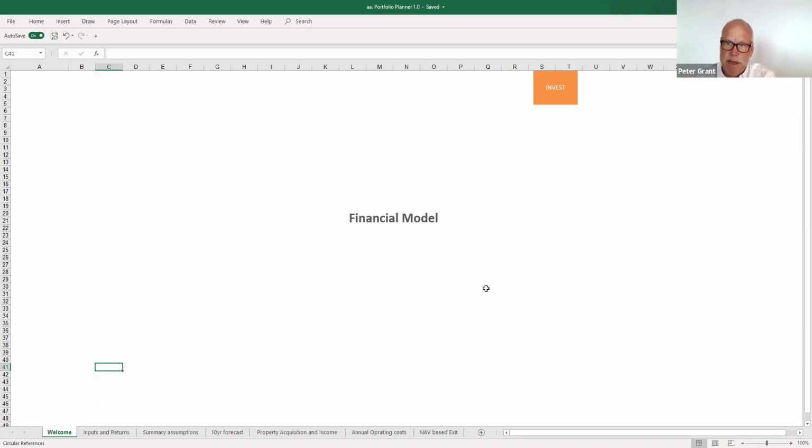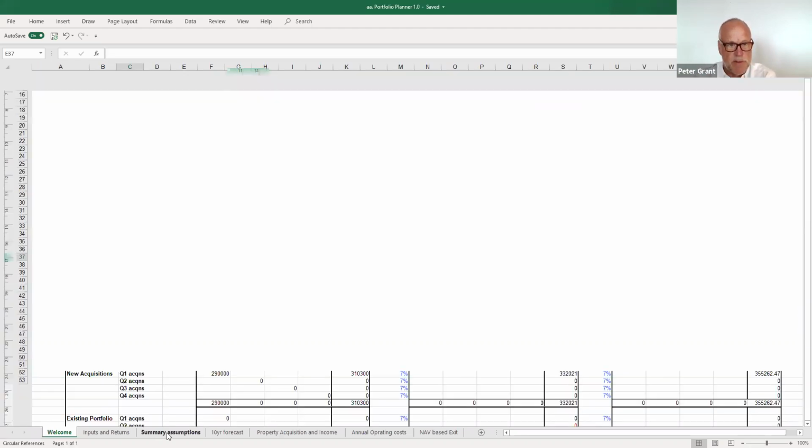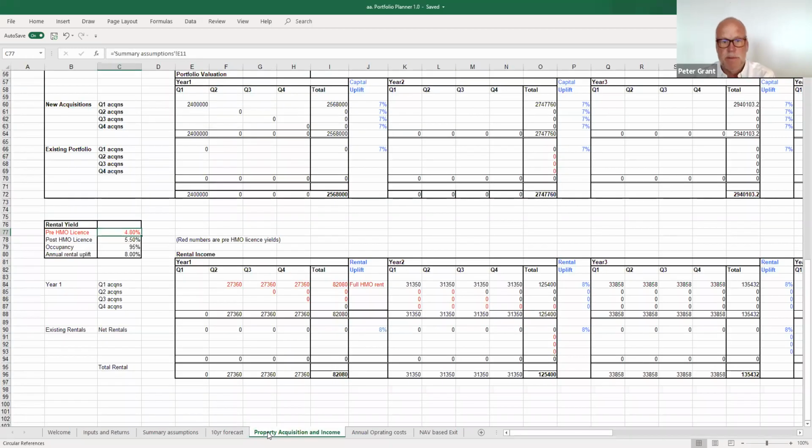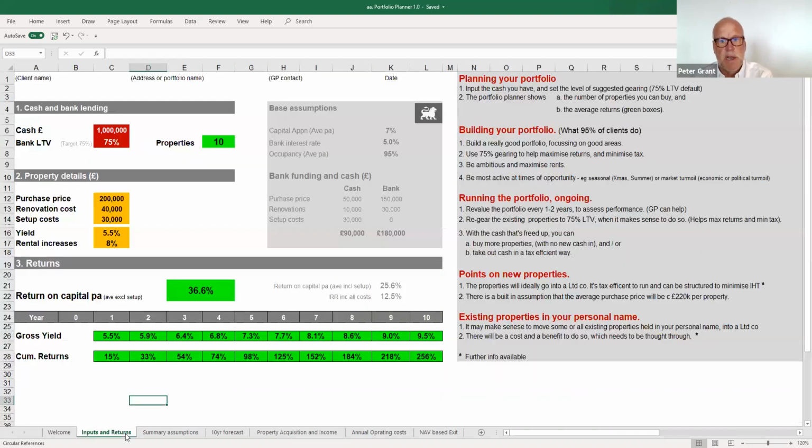If you are financially minded, then there are many tabs here you can have a lot of fun with. You can look at the summary assumptions, 10-year forecasts, property acquisition and income, etc. Whether you're financially minded or not, the key tab is really the one around inputs and returns, and that is the one whereby you can put in different assumptions you want to model, and you can get instant gratification back in terms of what that means and what the outcome is.